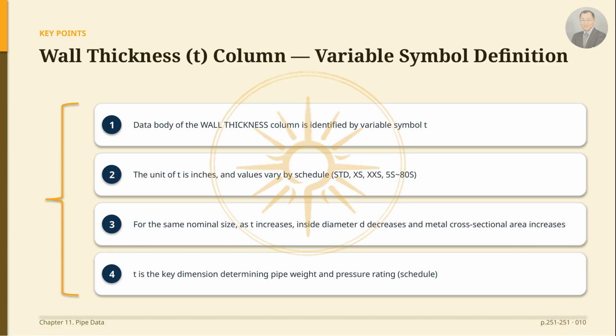The values in the wall thickness column of the table are identified by the variable symbol T, and the unit is inches. The T value is given differently for each schedule, from standard STD, extra strong, and double extra strong, to 5S through 80S. For the same nominal size, as T increases, the inside diameter D decreases, and the cross-sectional area occupied by the metal increases. Ultimately, wall thickness T is the most critical dimension that determines the pipe's own weight and pressure rating, namely the schedule.